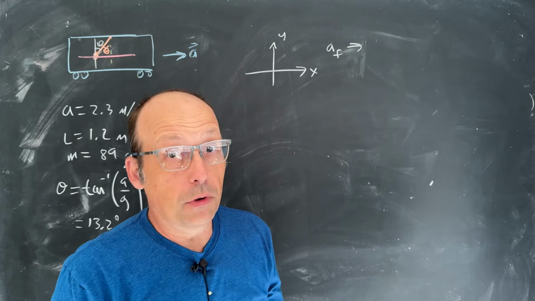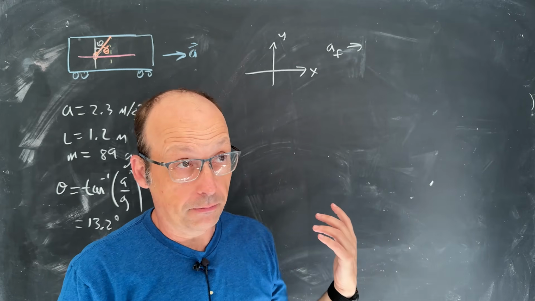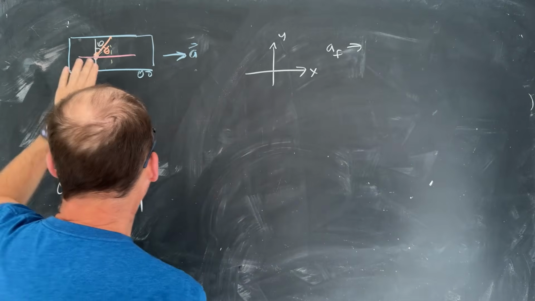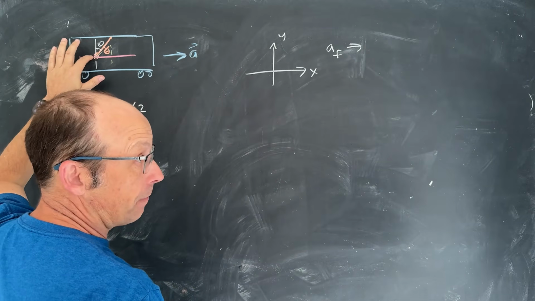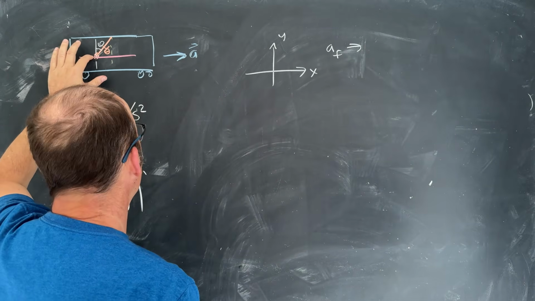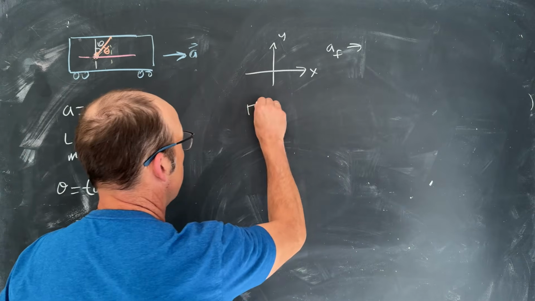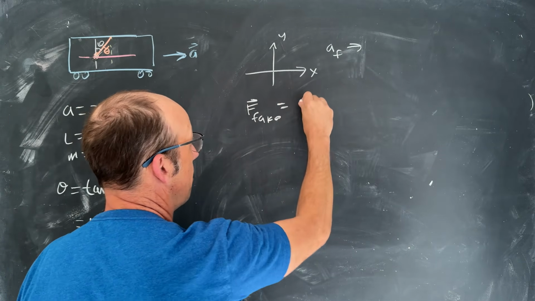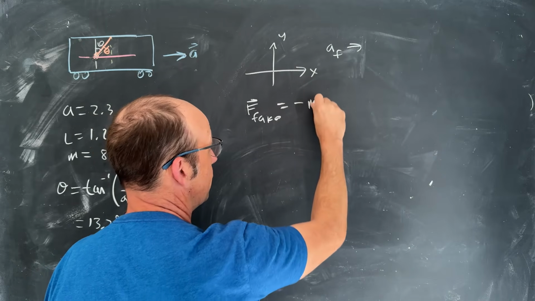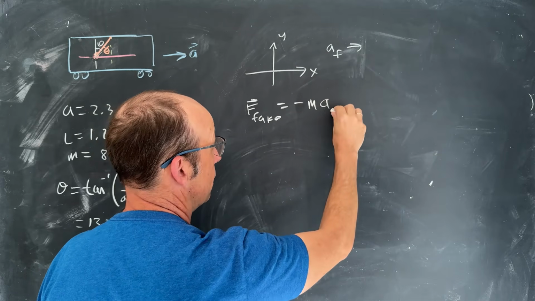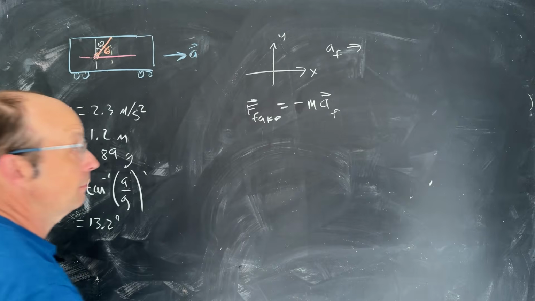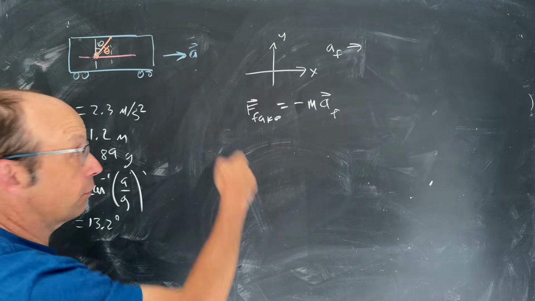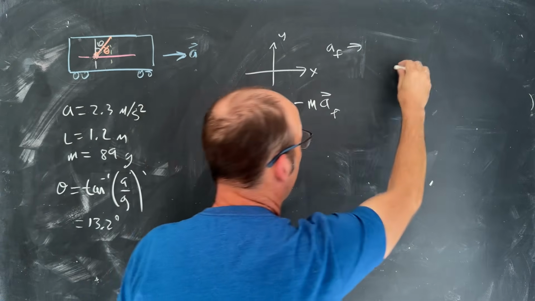Newton's second law doesn't work in an accelerated reference frame unless we add fake forces. So I can add a fake force here to make this whole thing work. This fake force, F fake, is going to be equal to negative the mass of the object times the acceleration of the frame. So the frame is accelerating that way, so we're going to add a fake force going this way.